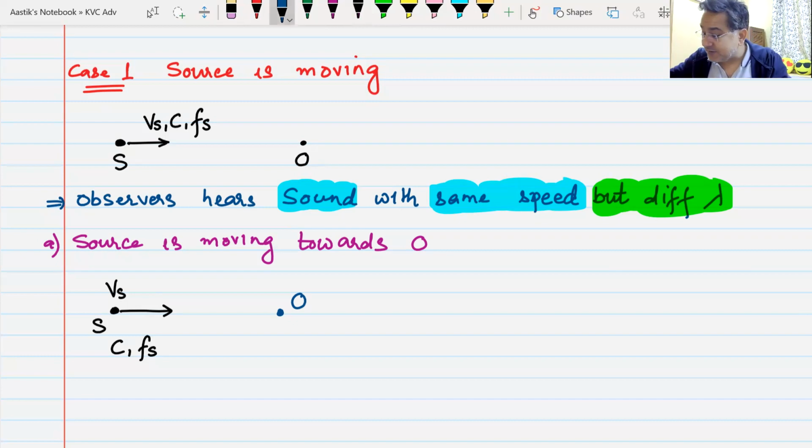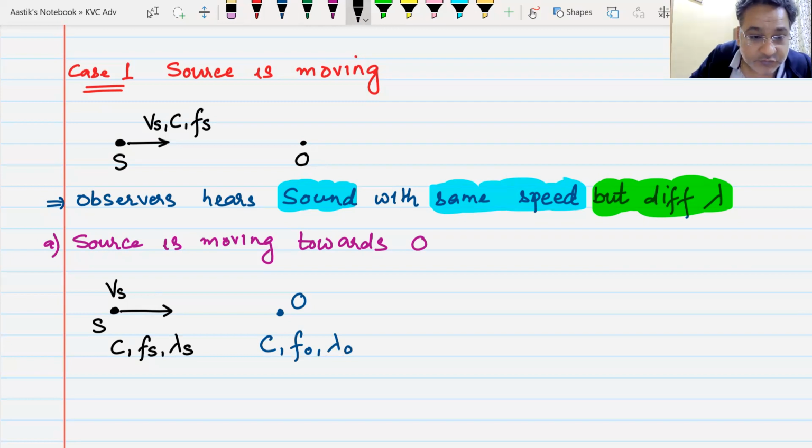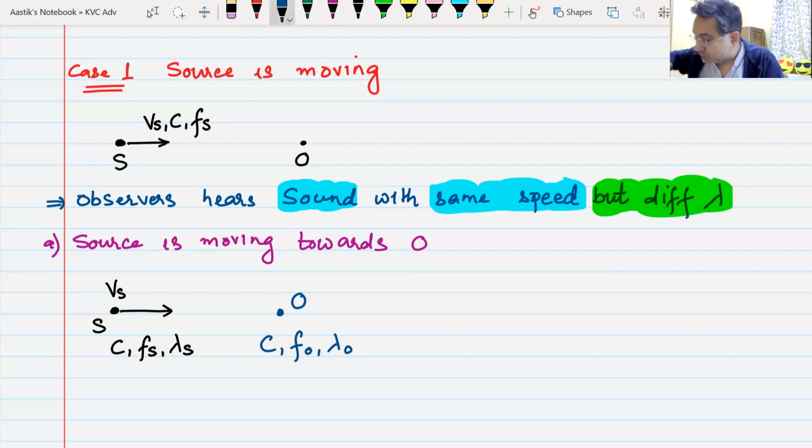This observer will receive sound with the same speed but different frequency f naught with a different wavelength lambda naught. Lambda s is the wavelength emitted by the source. Do we understand this? Yes, sir. This is what you have to remember. If you can remember this, this is the most important aspect. Do not mix the two, because if you mix the two, then we are gone. So do not mix the two. Keep them separate. And here what you have to understand is two things.